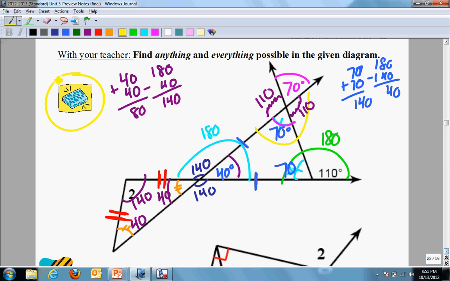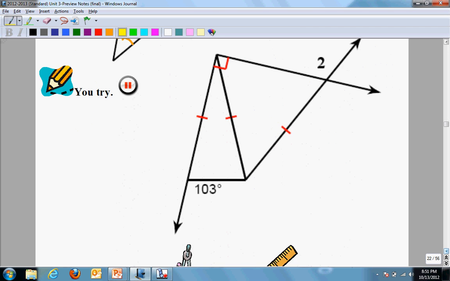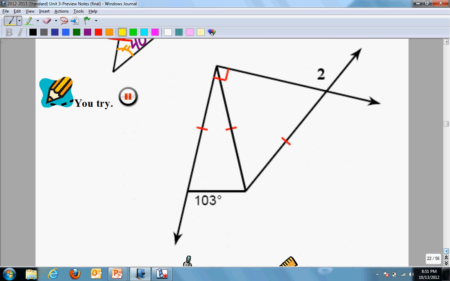Now you're going to try one problem on your own. This problem, I'd like you to stop the tape, attempt to find everything that you can find, and then restart the tape and see how you did.